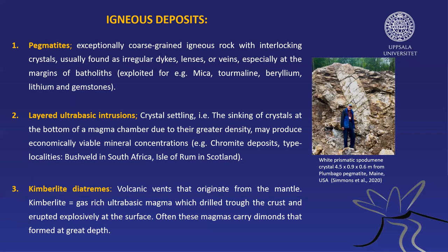I forgot to show you this beauty. This is a spodumene. It's one single crystal. You see the size, 4.5 by 0.9 by 0.6 meters. This is the kind of mineral you can find in pegmatites. And spodumene is a pyroxene. It's a common mineral in lavas, in basalt, and it's a lithium pyroxene.